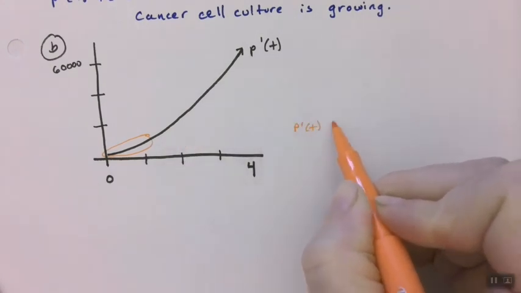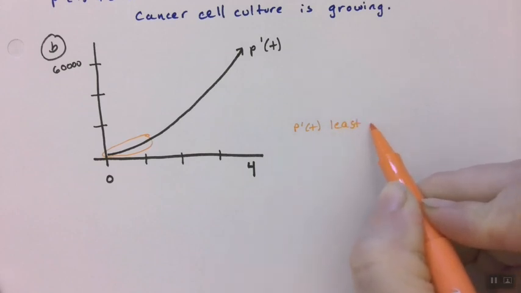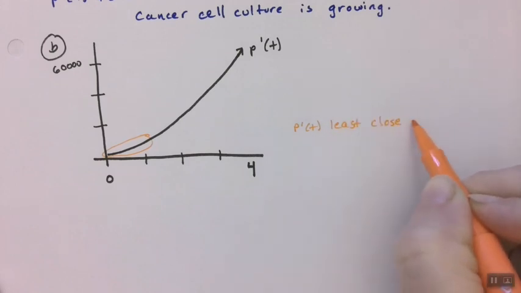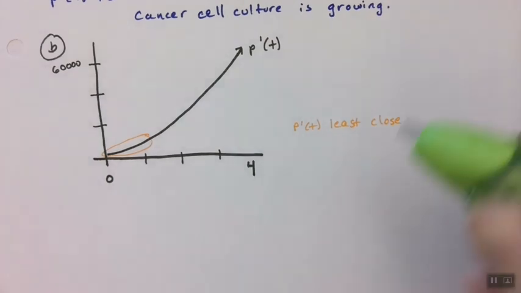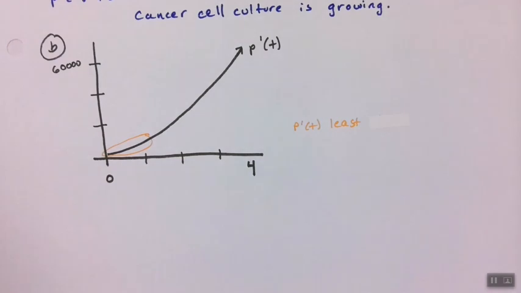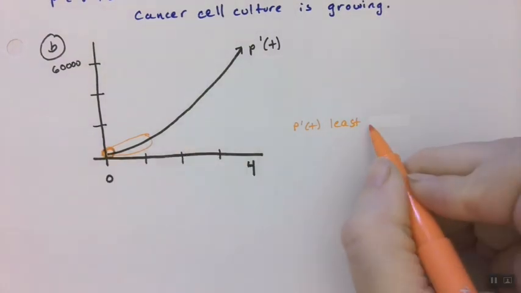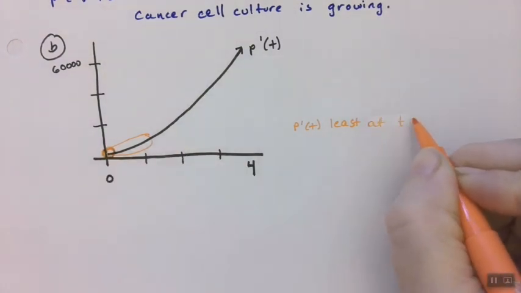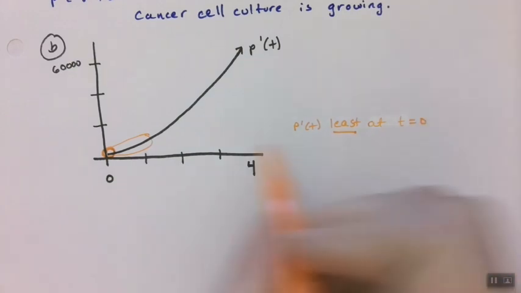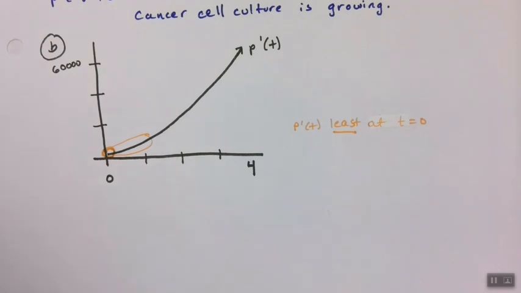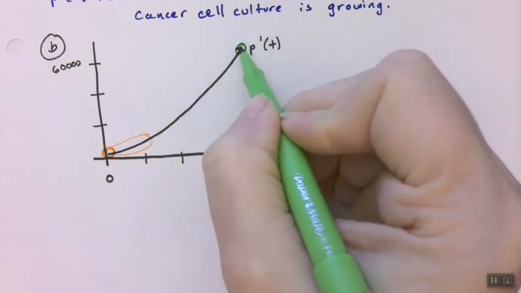Oh, they want the least. On the interval, when is it the least? Okay, so they want at. So p prime of t is the least right here, right? Least at t equals 0, or very close to it, right? Right, it's the smallest. And then p prime of t is greatest right up here, right?